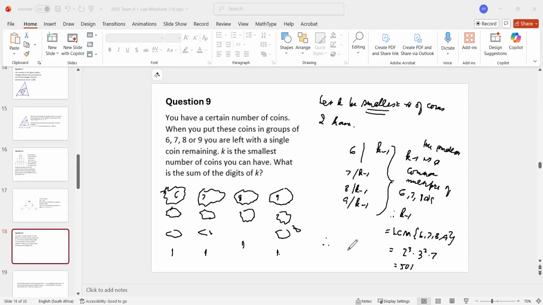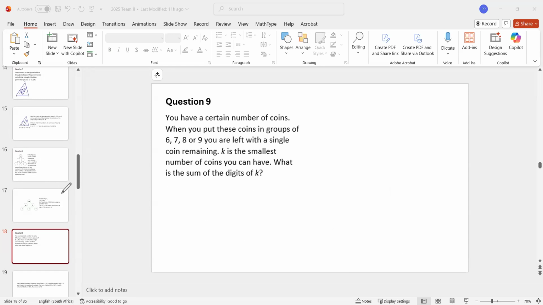So K minus 1 is equal to that. Therefore, K is equal to 504, sorry, K is equal to 505. So that's the answer. The smallest common multiple of 6, 7, 8, 9 is 504. And when we add 1 to it, you get K. And then say it's 505. All right.